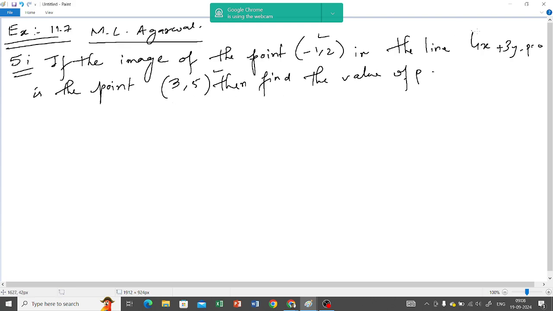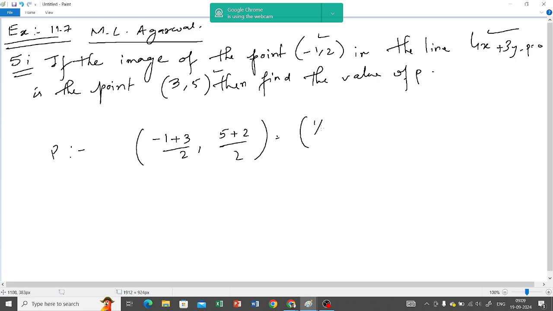So that means this is the mirror. Okay, so I need to find out the midpoint. The midpoint is going to be (x1 plus x2) by 2, and (y1 plus y2) by 2. So this is the midpoint, the midpoint of the object coordinate and the image coordinate.